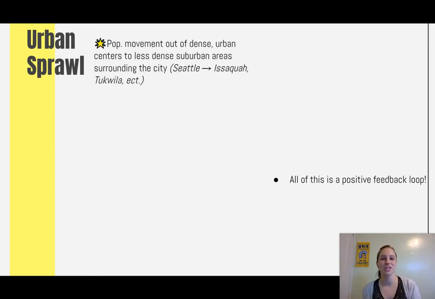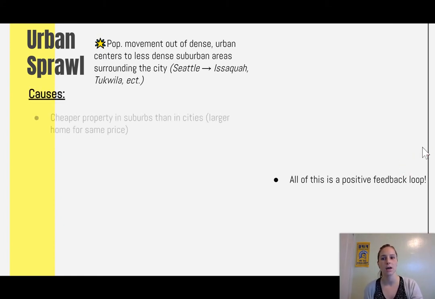So urban sprawl is just going to be the idea of population movement going out of these dense urban centers to less dense suburb areas that surround the city. So for example, if we think of Seattle, which is our local massive urban area, the suburbs are going to be areas like Issaquah or Tukwila, or even farther out, we're looking at Federal Way. Even kind of Fife would be sort of considered a suburb of the greater Seattle area. And so people moving from Seattle to these areas is going to be the urban sprawl.